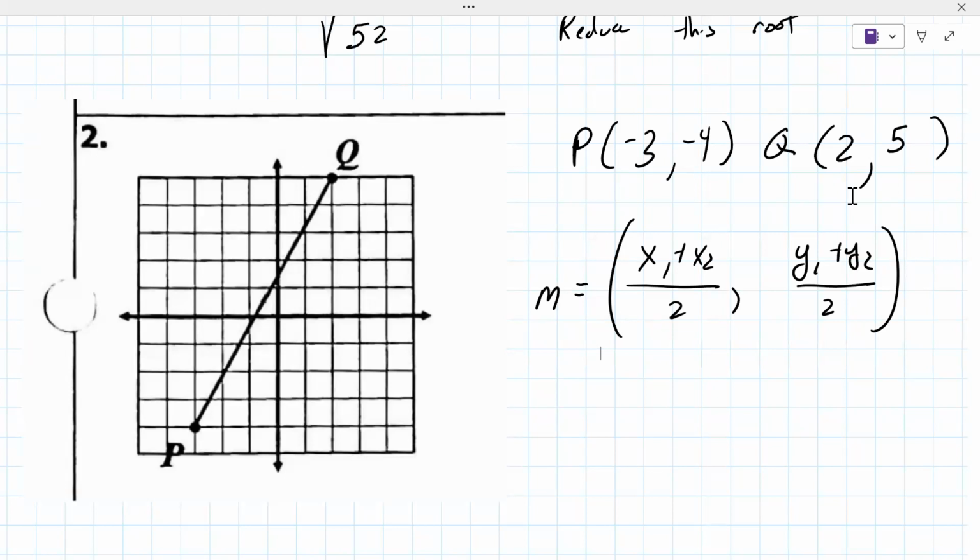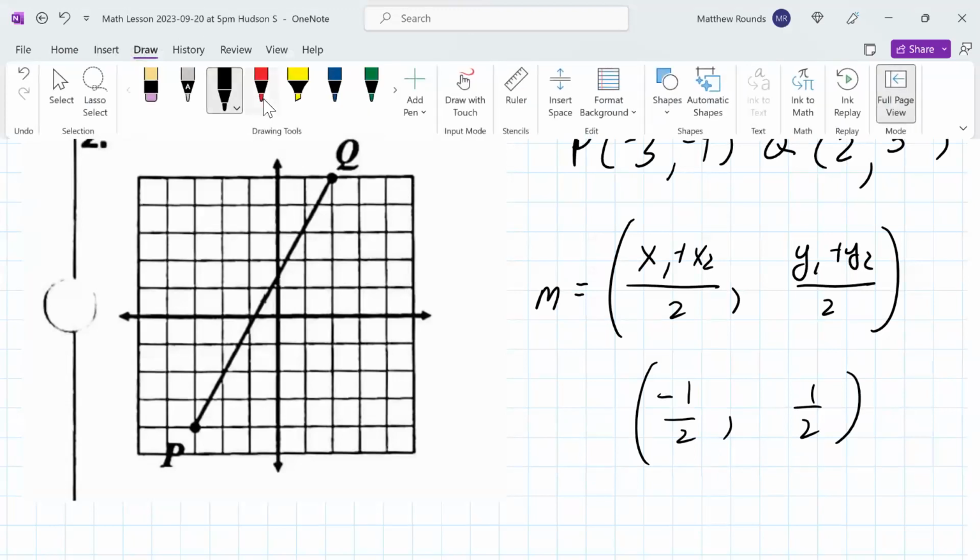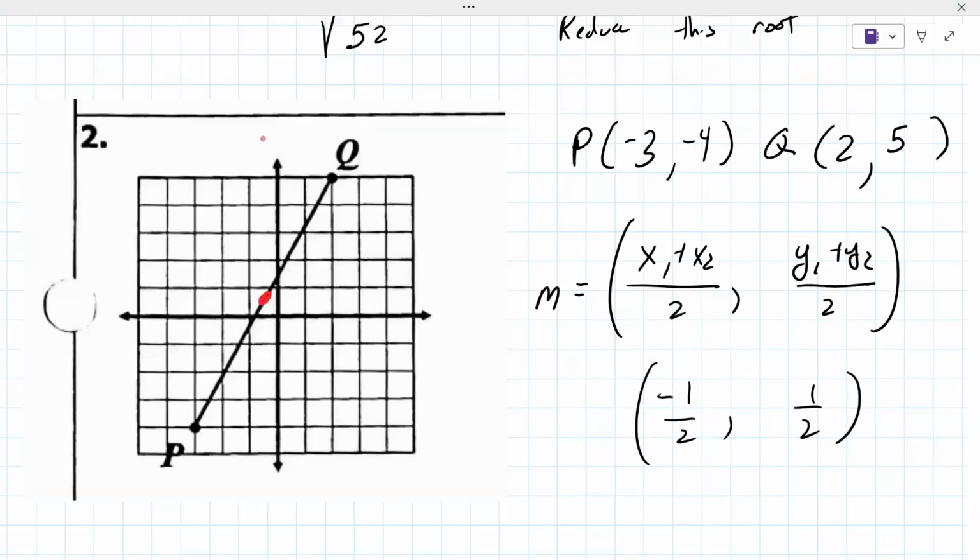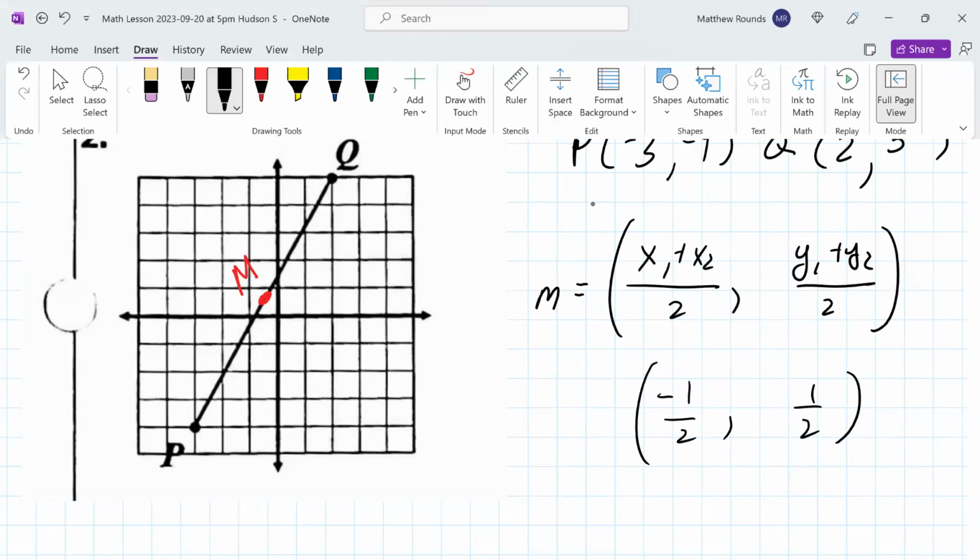So for the first one, I have -1/2, and the other one I have just 1/2. Good. So if we put a dot there on the graph, about right there, call that in for the moment, for the midpoint. Does that look to be about the midpoint here, the middle, roughly? Yeah. Cool.